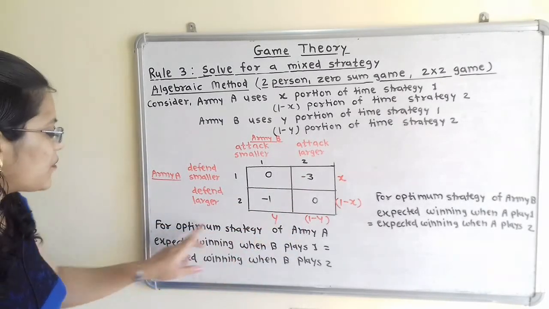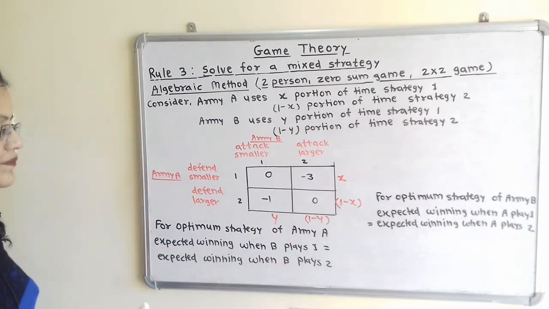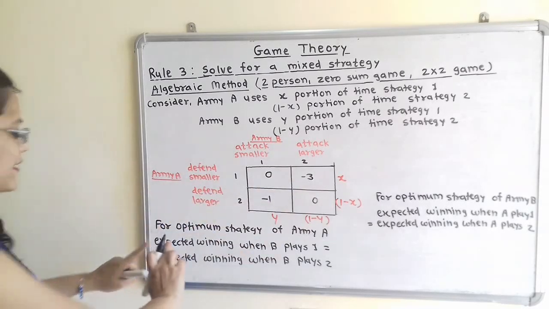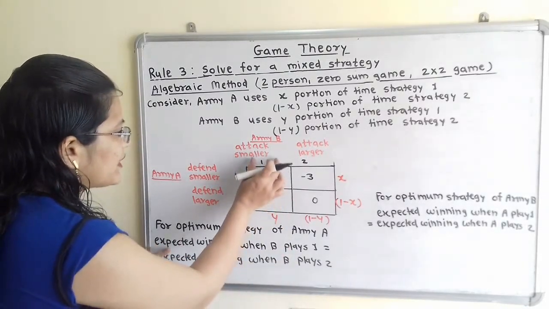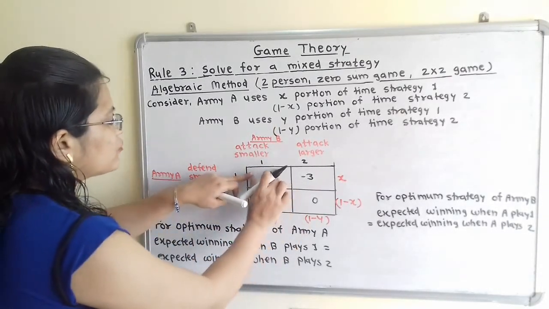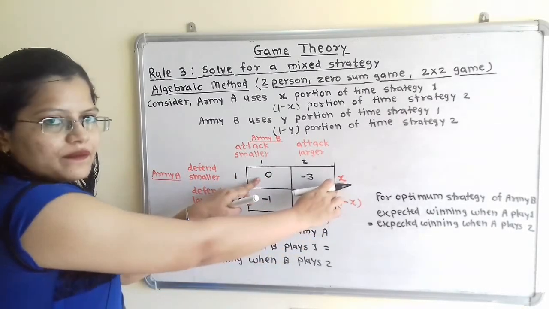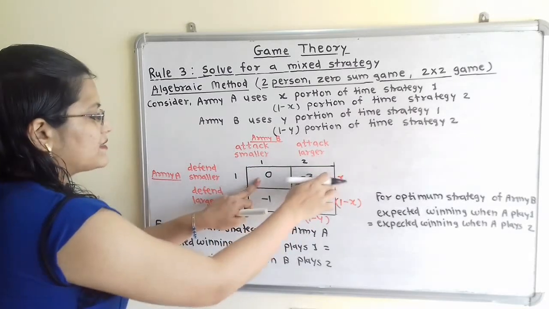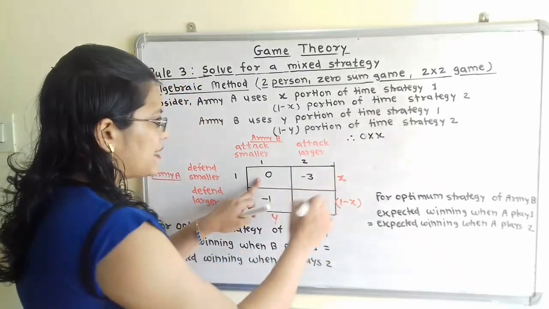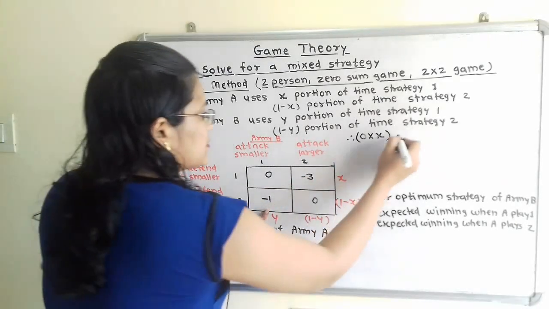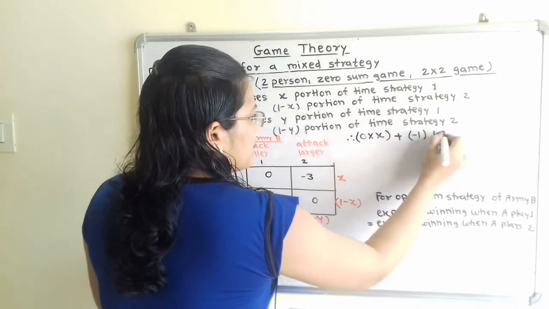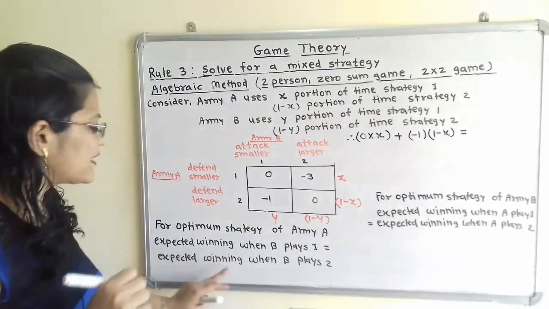So this is for the optimum strategy for Army A. By using this matrix, we take the expected winning when B plays 1, so we concentrate on column 1. What is the expected winning for Army A when he uses column 1? The proportion of time he used the strategy will be x. So 0 multiplied by x, plus minus 1 multiplied by 1 minus x. This is equal to the expected winning when B plays 2.